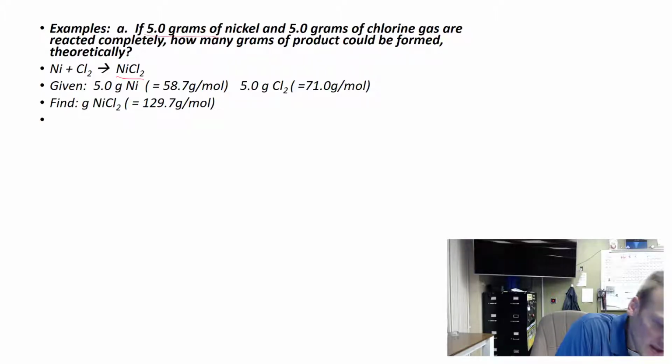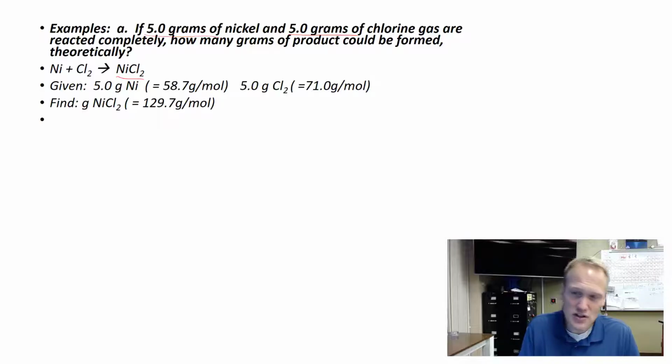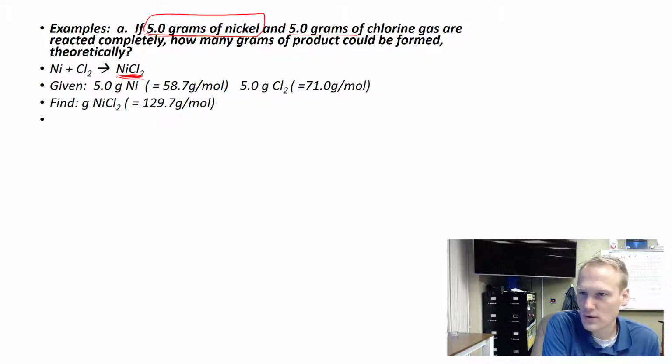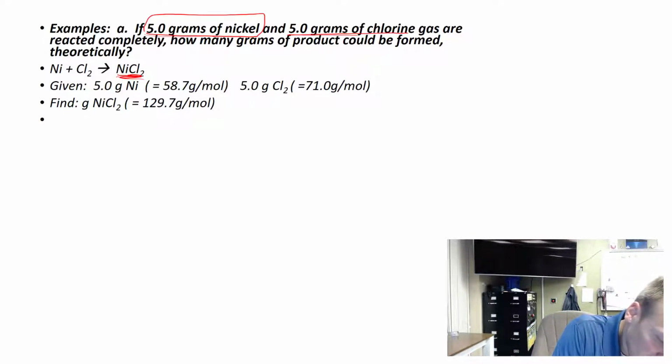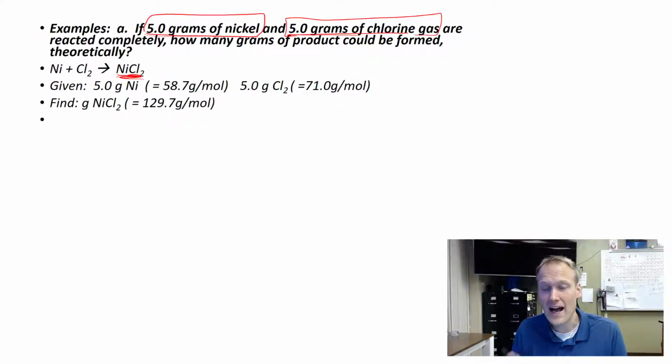Because I have 2 givens, it is not assumed which one is going to run out. I have to figure out which one's going to run out. So what I'm going to do is go from grams of nickel to my product, grams of nickel chloride. So a grams to grams stoich problem. Then I'm going to do a second problem, grams of chlorine gas to grams of nickel chloride. I need to figure out how much nickel chloride each of those reactants can produce.